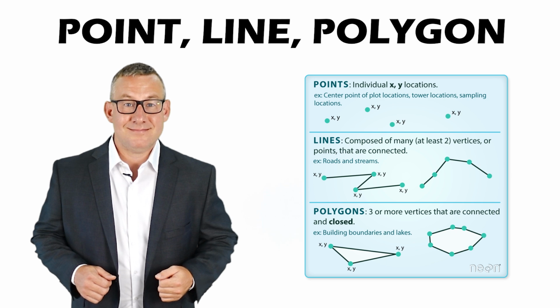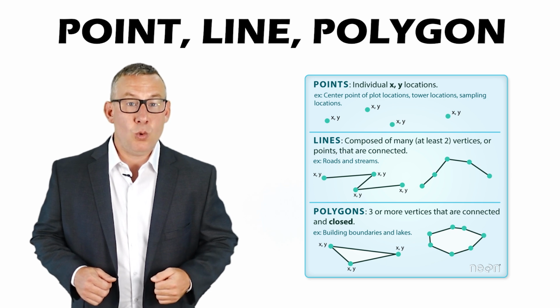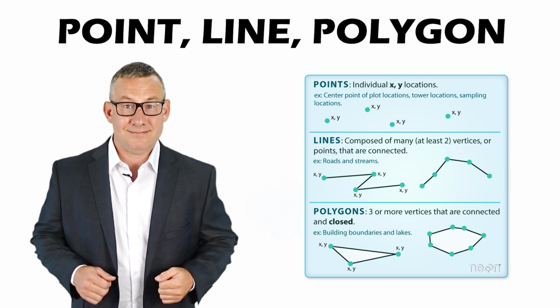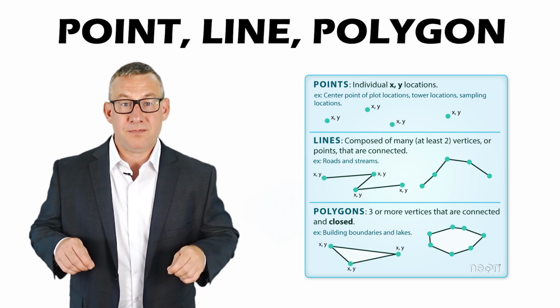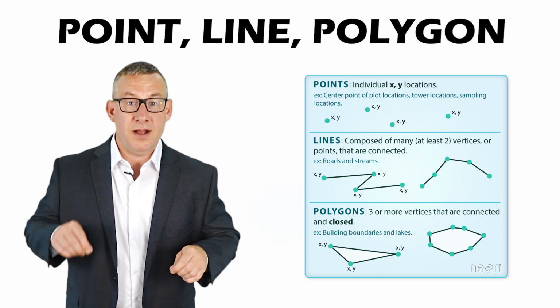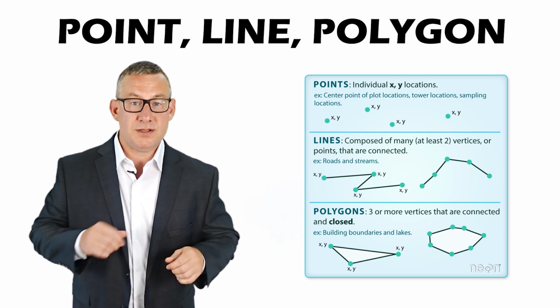Lines. A line is an ordered set of connected points. Line features begin and end at nodes. Vertices define the shape of the line in between nodes.